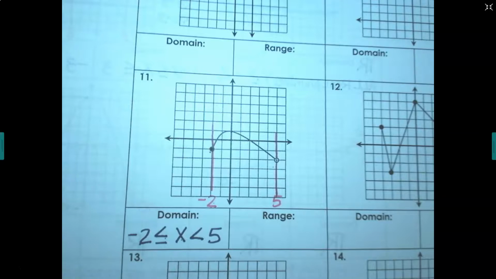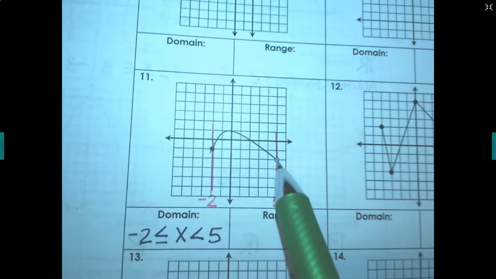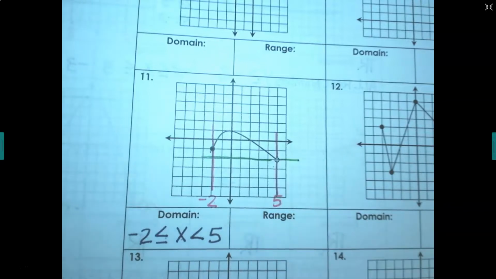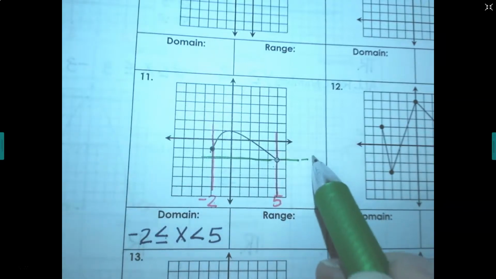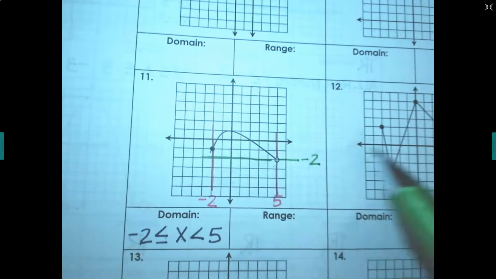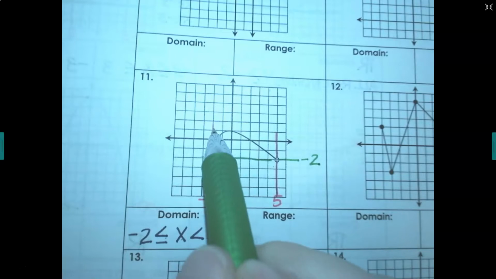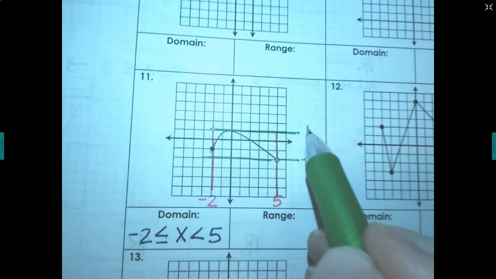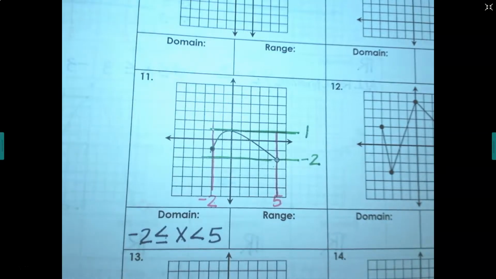Those open and closed circles are important. Let's look at our range. Our very lowest point on the graph occurs right there. It doesn't go below there. That is at -2. Now that's an open circle, so we've got to remember that. The very highest our graph goes, it doesn't go any higher than that spot right there, which is where y is 1. So all of our y values are between -2 and 1.